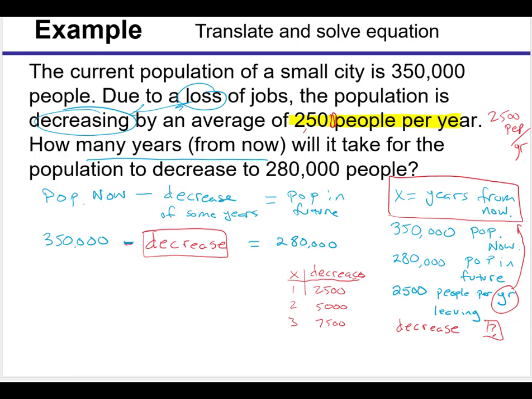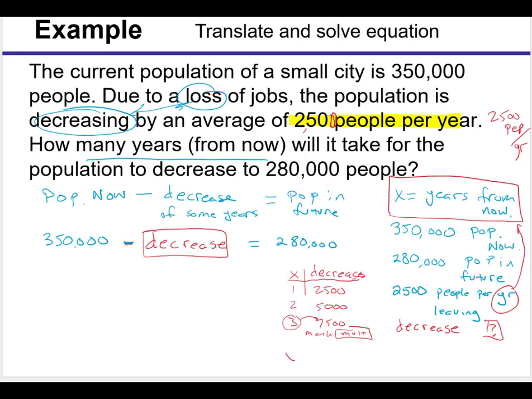Now, what you want to look at is try to figure out what's the math. How do you get from the number 3 to that? What is the math? Well, the math says 3 times 2,500. 3 years times 2,500 people is 7,500 people. The math is multiply. That's going to help me get my formula.